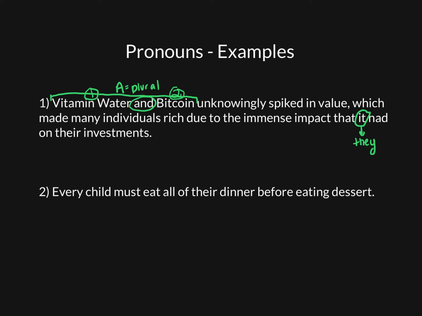So where's the pronoun in this sentence? So we have the word there. There is indicating something plural. But what is the antecedent that we're referring to? And the antecedent is every child. So this antecedent is actually singular because it's talking about each individual child. So one child must eat all of his or her dinner, and that would be the proper usage within this sentence.